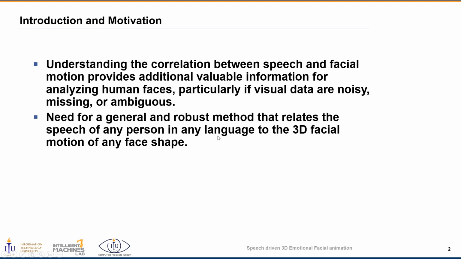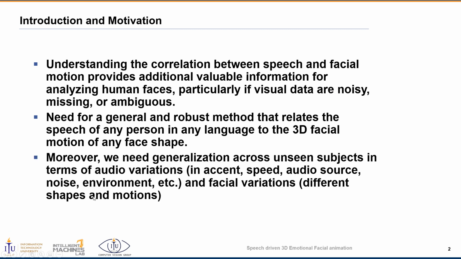Understanding the relationship between speech and how the facial muscles move corresponding to speech is really important in understanding and analyzing human faces. For that end, we need a general and robust method that works for any person speaking in any language, corresponding to any face type, and we can convert it into a 3D facial motion. We also need generalization across unseen subjects because we don't want it to work on the training data only. We want it to work in the wild too.